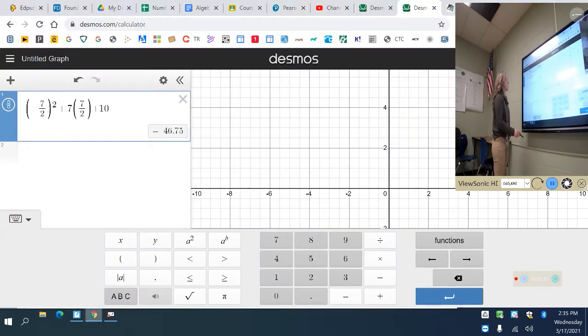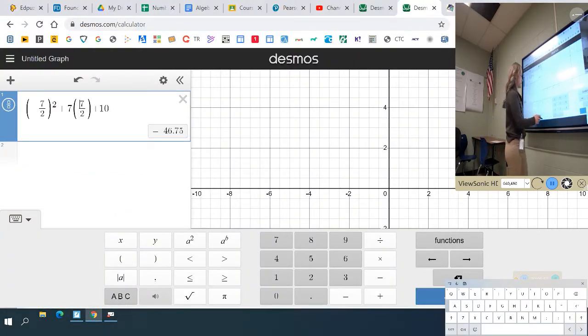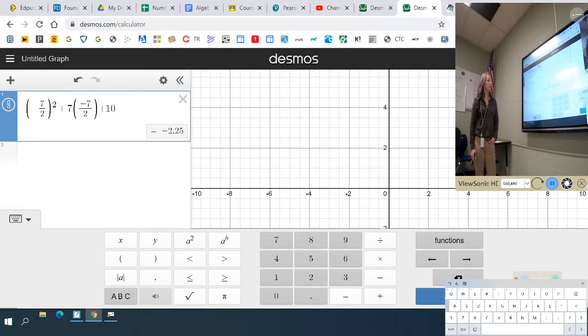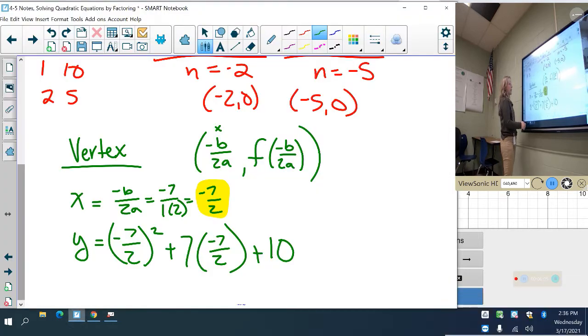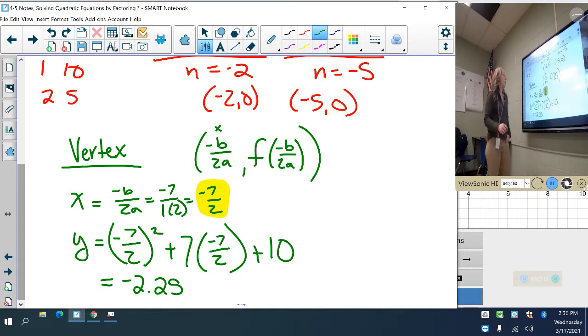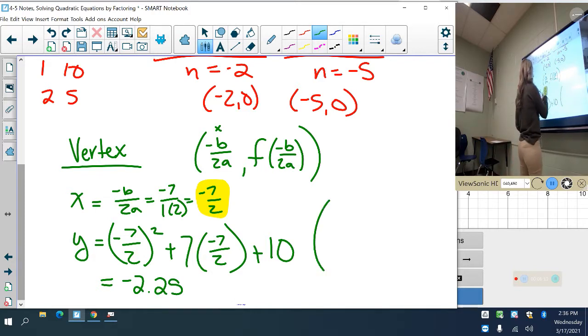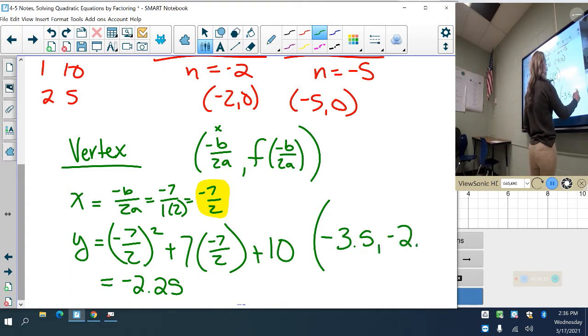What did I miss? Negative. There we go, negative 2.25. So now that I have Desmos figured out, I usually do it by hand, but now that I have Desmos figured out, that'll give you the answer. So negative 2.25 is my y value. So my vertex is negative 7 over 2, or if you change that to a decimal, you can also have negative 3.5, comma, negative 2.25.